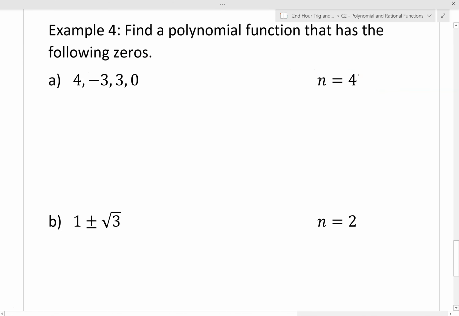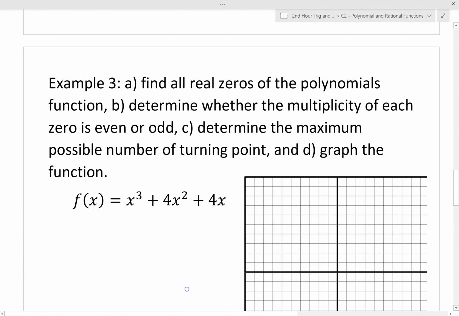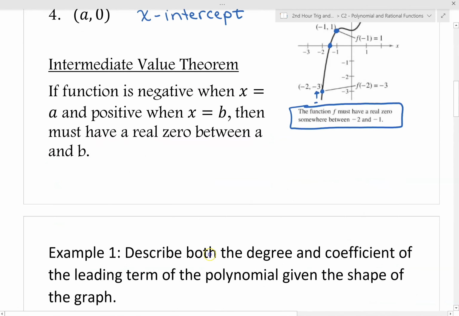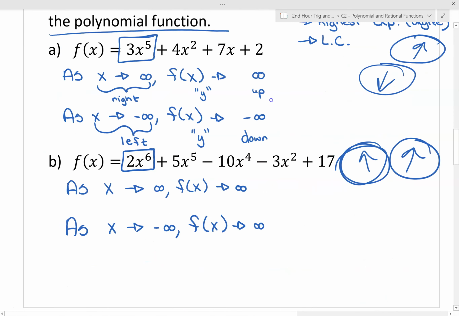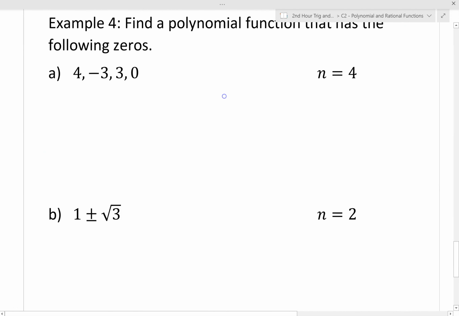So I want you to think about what zeros look like. If you remember from the other lesson that we did, we talked about zeros look like this. So what I want to do is make all my zeros look like that. So I am going to write x equals 4, x equals negative 3, x equals 3, x equals 0. Okay, now these are our answers. These are our solutions. These are the zeros that we have.